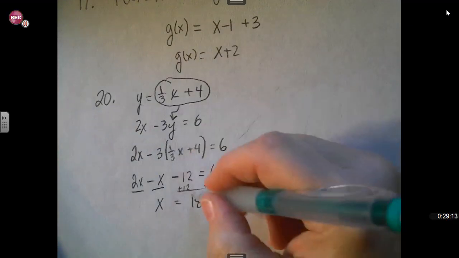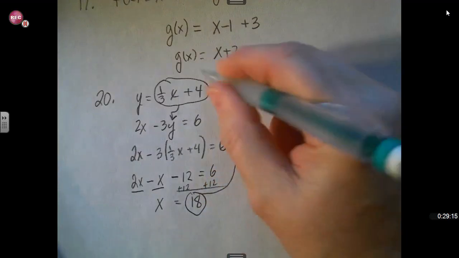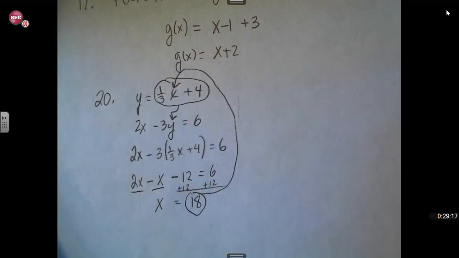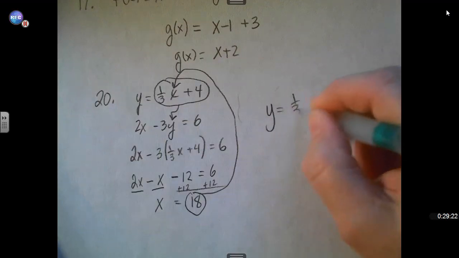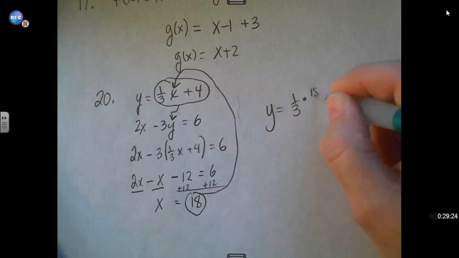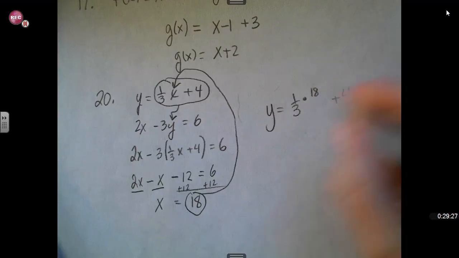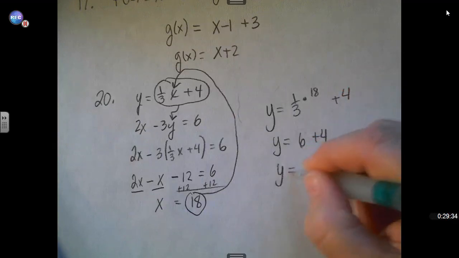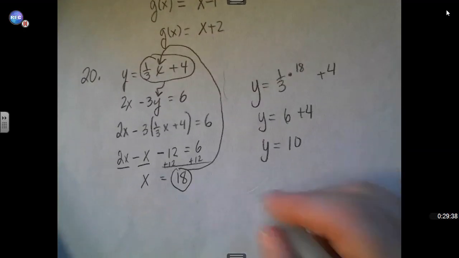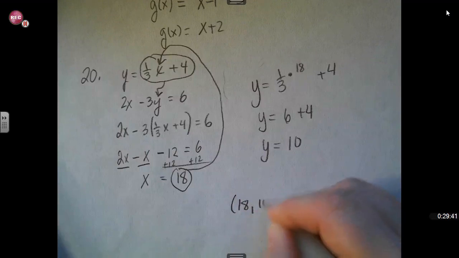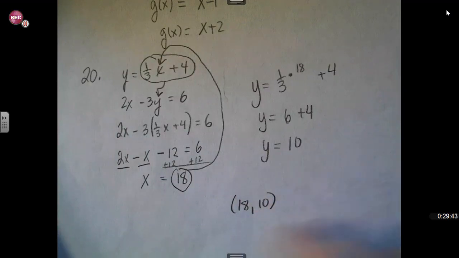And then I'm going to take that and plug it in there for x, and that's going to tell me what y is. So y is 1/3 times x, which is 18, plus 4. And 1/3 times 18 is 6, plus 4 is 10. So where do these two lines intersect? They intersect at the ordered pair 18, 10, and that's how your answer should be written, as an ordered pair. Okay.